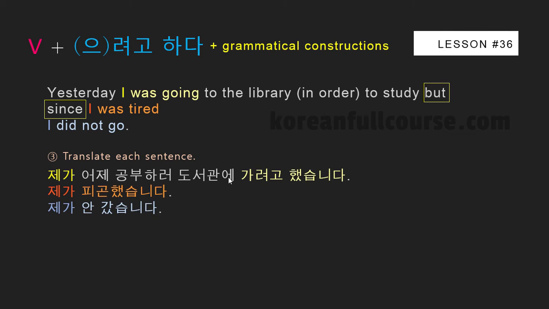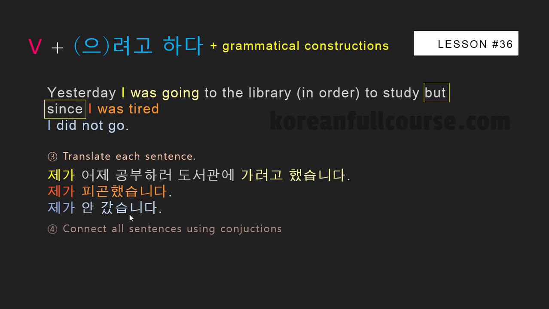제가 어제 공부하러 도서관에 가려고 했습니다. A verb plus 러 in order to study. A verb plus 려고 하다. I'm going to go. Yesterday, I was going to the library in order to study. I was tired. 제가 피곤했습니다. And the third sentence is I didn't go. 제가 안 갔습니다. Or 제가 가지 않았습니다.